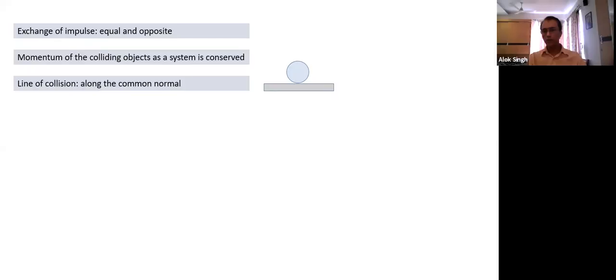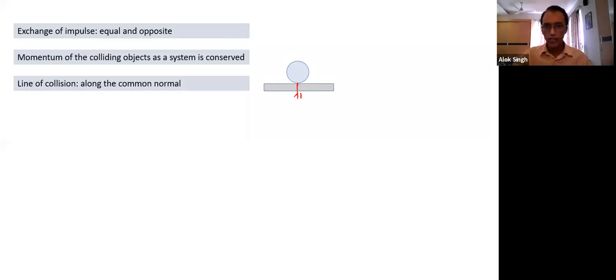Suppose an object comes and strikes here, and the surface is smooth. What would the line of collision be in this case? The line of collision is along the common normal. Why do we take it along the common normal? When these two objects get in contact with each other, the contact force will act, and in most cases we take the surfaces to be smooth. If the surface is smooth, contact force can act only along the normal.